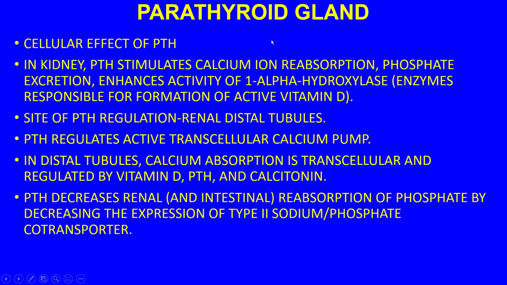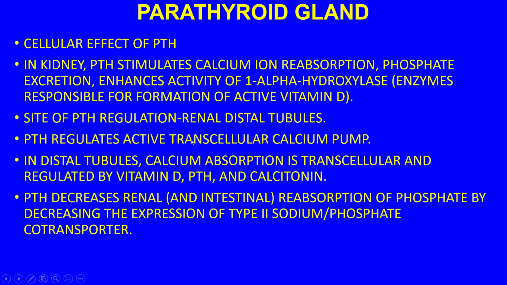Now, the cellular effect of PTH. In the kidney, PTH stimulates calcium ion reabsorption. It also enhances phosphate excretion. It enhances the activity of 1-alpha hydroxylase. These are the enzymes responsible for the formation of active vitamin D. So if you notice, what we're talking about is really a one-two punch or three punches to quickly bolster up the calcium levels. Now, the site of the PTH regulation is the renal distal tubules.